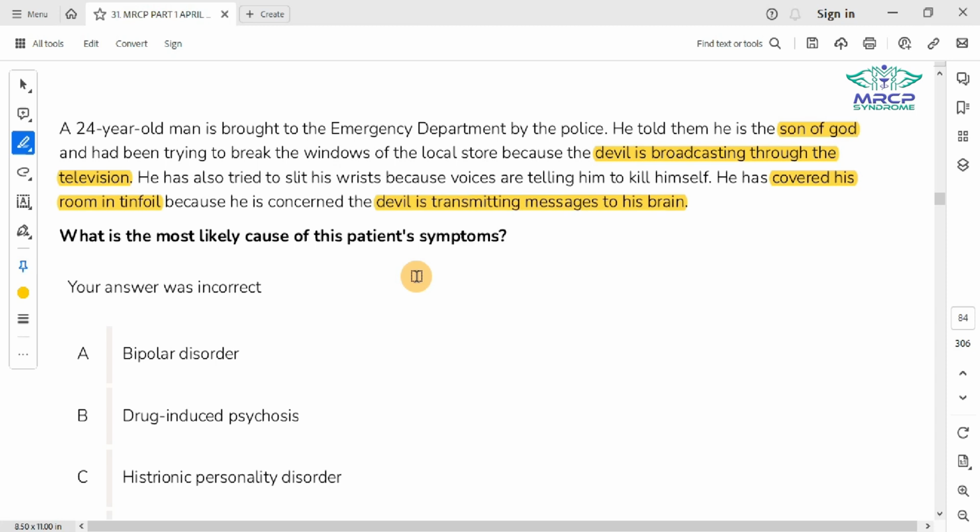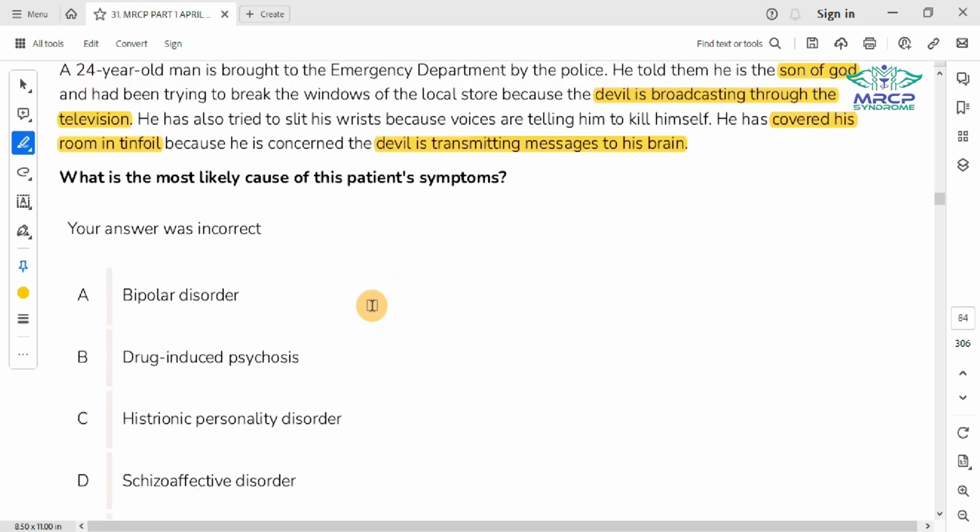A 24-year-old man is brought to the emergency department by the police. He told them that he is the son of God, and had been trying to break the window of the local store because the devil is broadcasting through the television. He has also tried to slit his wrist because voices are telling him to kill himself. He has covered his room in tinfoil because he is concerned that the devil is transmitting messages to his brain. So what is the likely cause of the patient's symptoms?